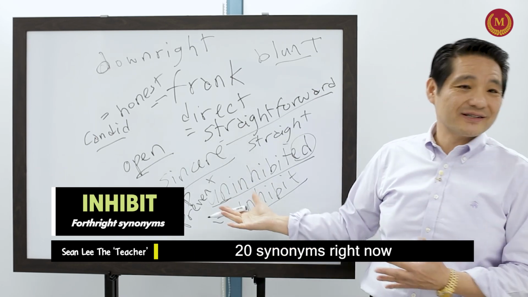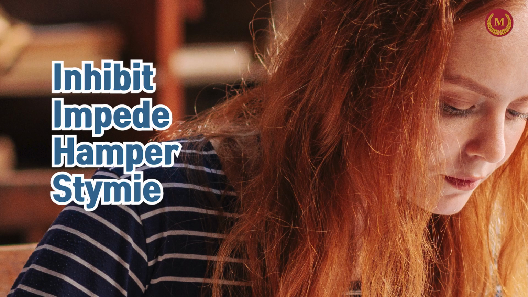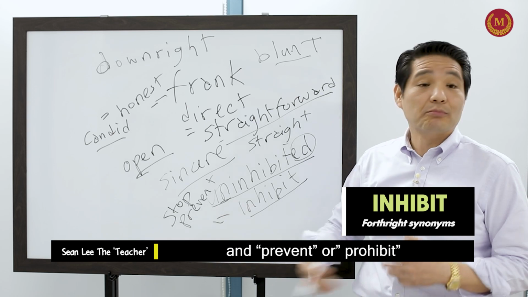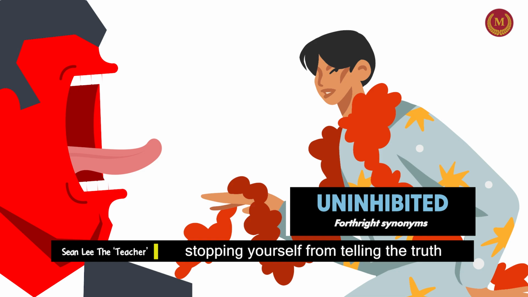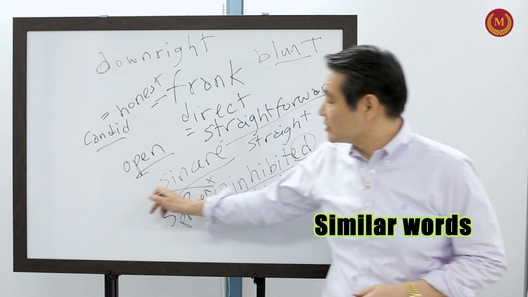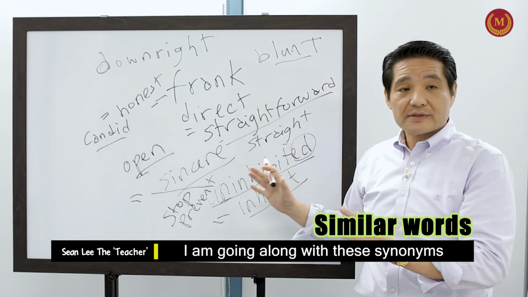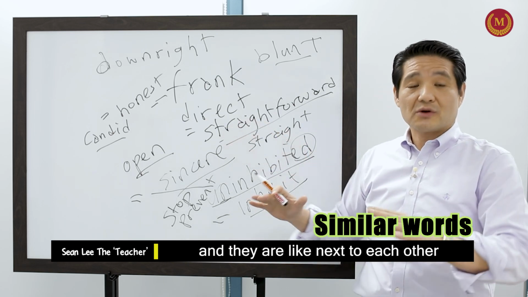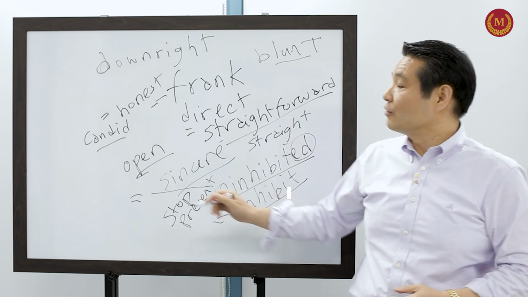And I can give you at least about 20 synonyms right now, and you will all see them on your SAT, right? You have impede, you have hamper, you have stymie, and so on and so forth. There are a lot of them, right? So inhibit means stop and prevent or prohibit. So uninhibited means that you're not stopping yourself from telling the truth or speaking your mind. So similar words. So you have to understand the fact that I'm going along with these synonyms, and of course, I'm using them from a dictionary that I use, and they are next to each other because they belong to the same group, right? More or less.